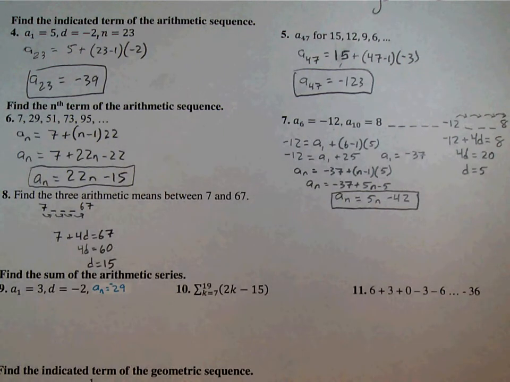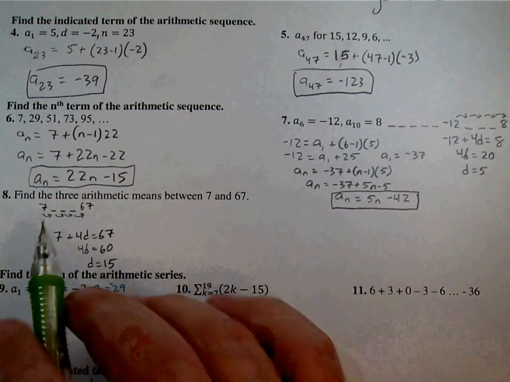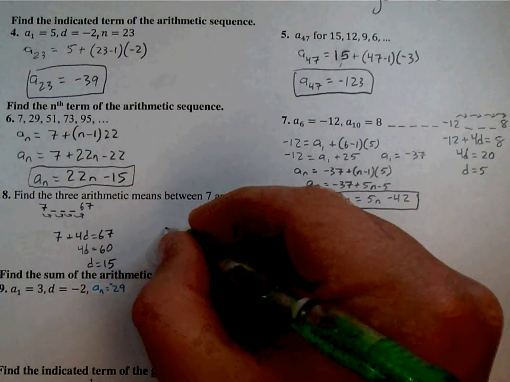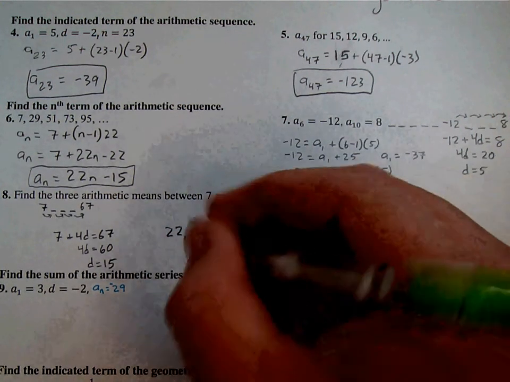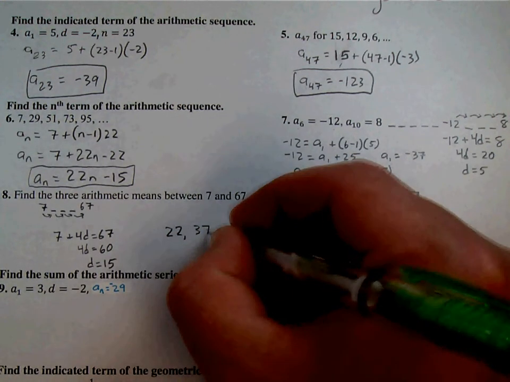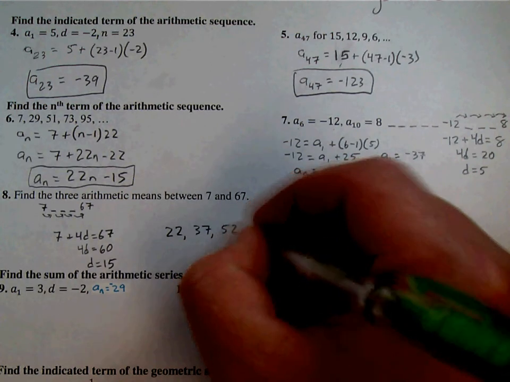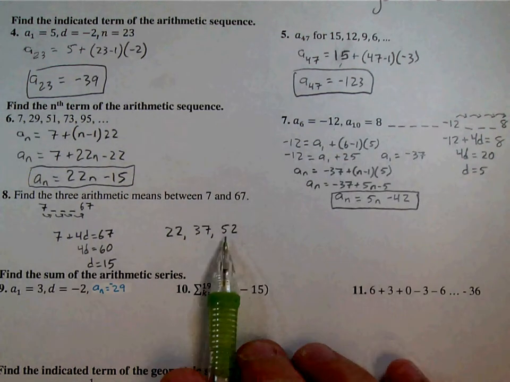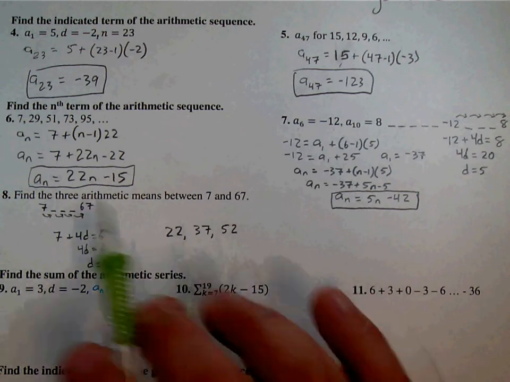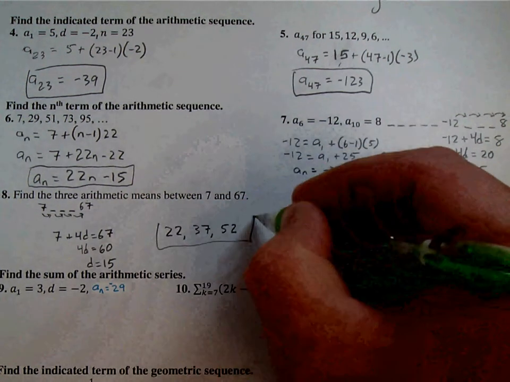And so now that I know what I'm adding, I can go ahead and manually do that. I start at 7, so if I add 15 to that, I get 22. Then add 15 again, I get 37. Then I get 52. And then just to check, if I added 15 to this, I get 67, which is my next term, so I know that's correct.